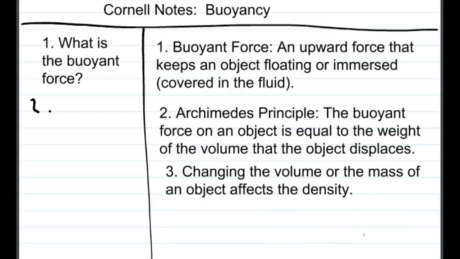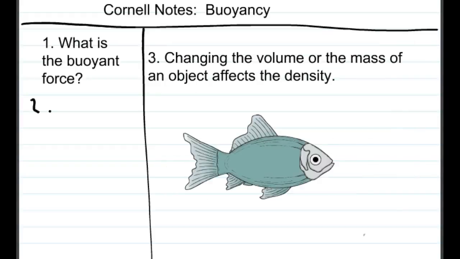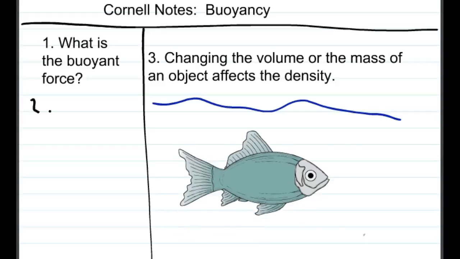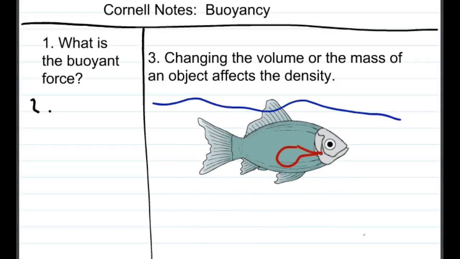Number 3 says, changing the volume or the mass of an object affects the density. Fish do this all the time. You may be wondering, how can a fish be underwater? Let's drop some water here. And then it can decide to go down or up. Well, fishes have a bladder. A bladder is like a place where you can put something. What they put in there is air.